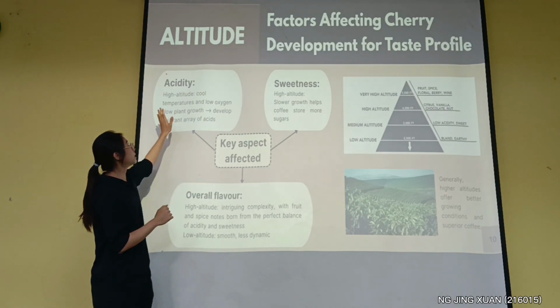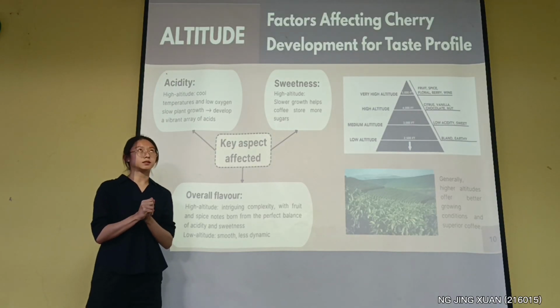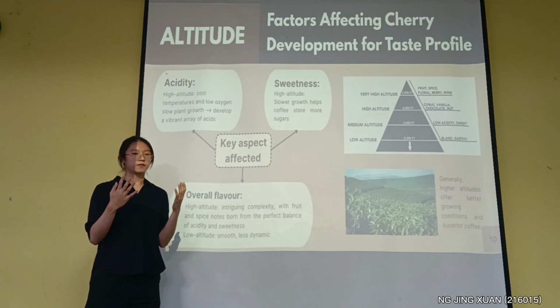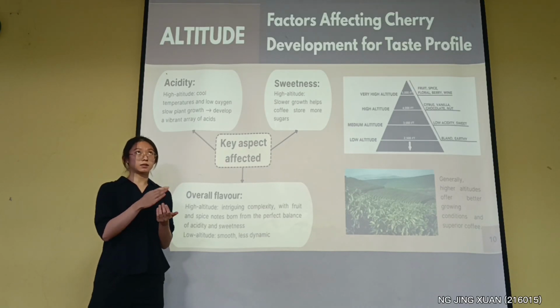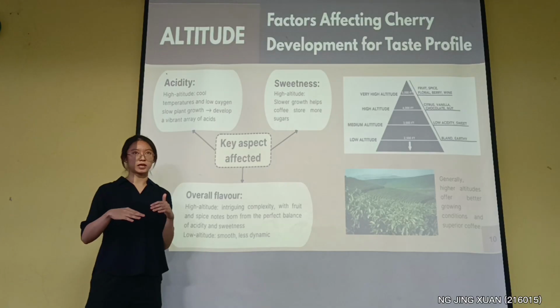So firstly is the altitude. Whenever coffee is grown at high altitudes, eventually it will have slower growth because of the lower temperature at high altitudes.